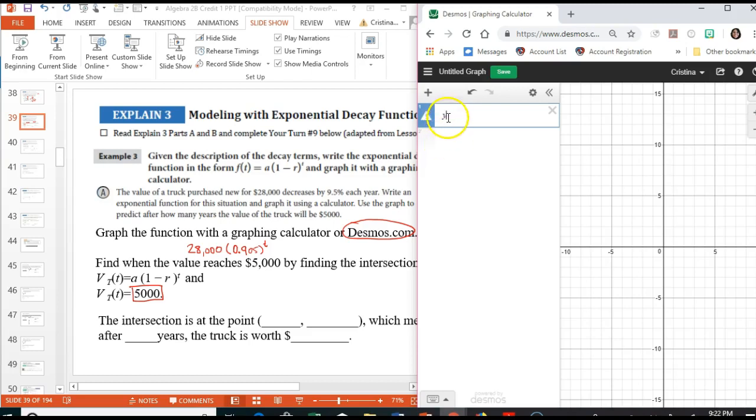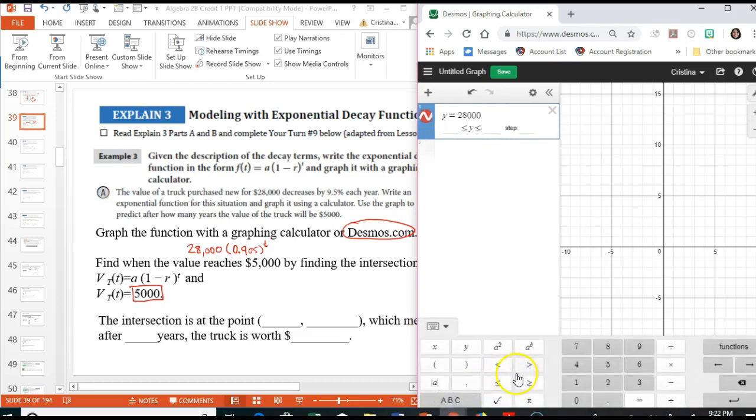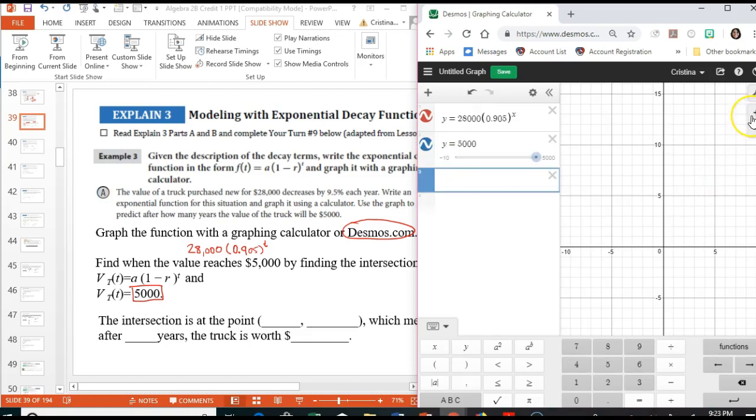Instead of writing f of t or v of t, any of our functions of time, I'm going to write y equals 28,000 times parentheses 0.905, and raise that using this key here to the x power. As you can see, nothing appears on my screen. We will fix that in just a moment. But I'll write in my second equation, y equals 5,000, and we're going to see where these two graphs cross.